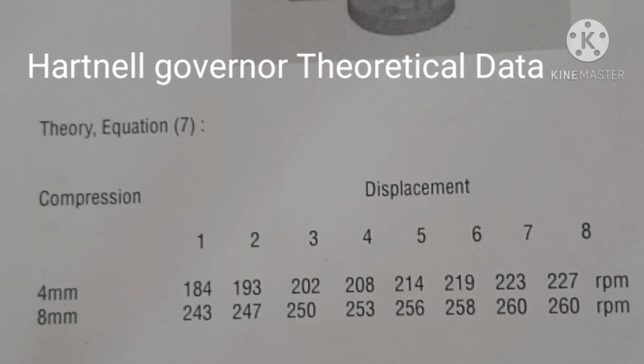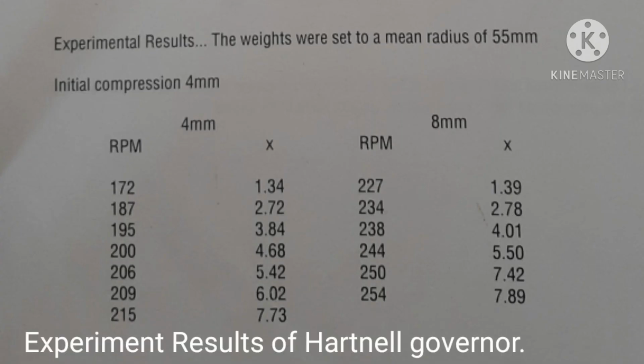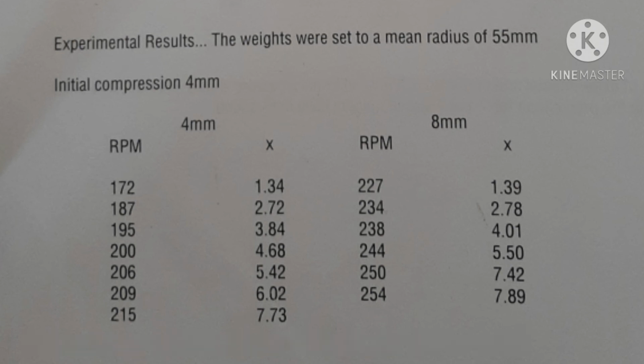And same as the Porter governor and Proell governor, in here there are no different weights, right? But there are different lengths of that spring, right? That is noted by 4 millimeter and 8 millimeter, right? That means you will get 2 lines for theoretical value and 2 lines for experimental value, right?